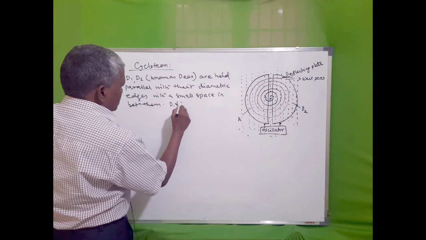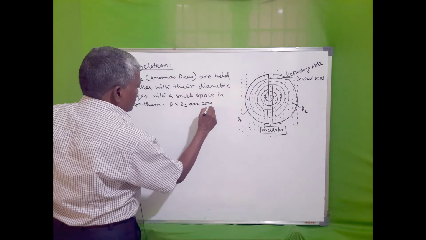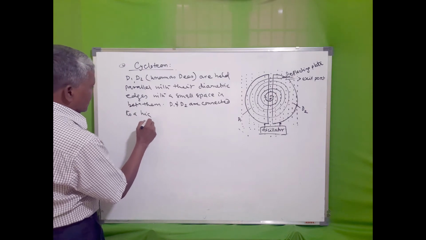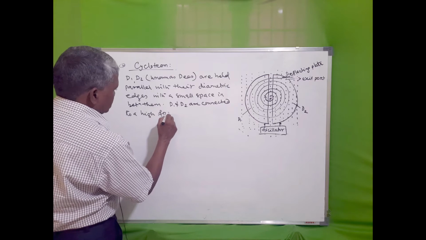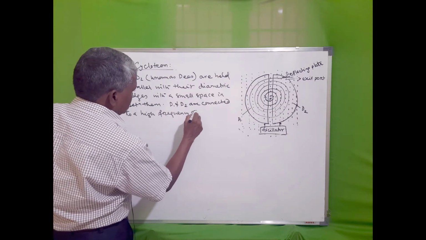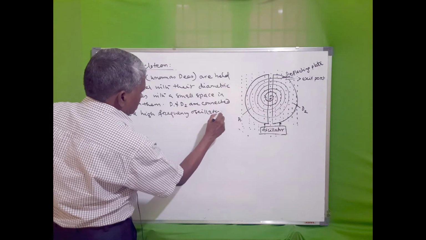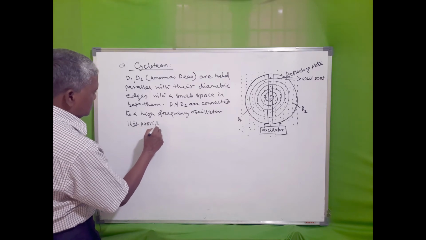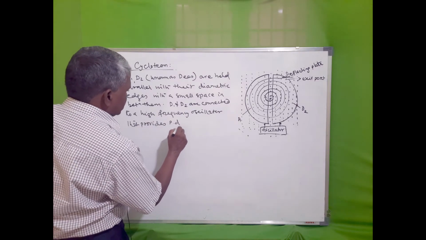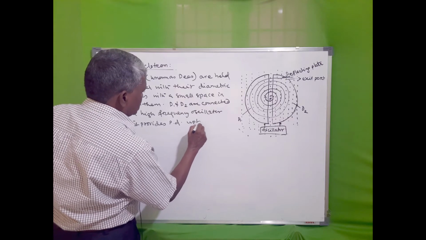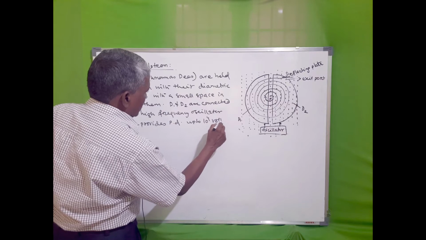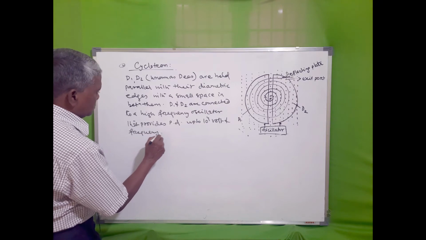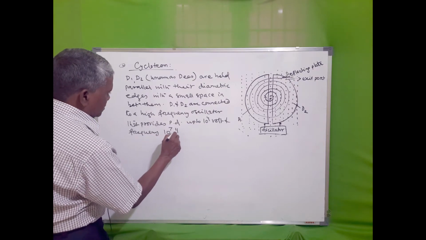D1 and D2 are connected to a high frequency oscillator that provides a potential difference up to 10 to the power 4 volt and frequency 10 to the power 7 hertz.